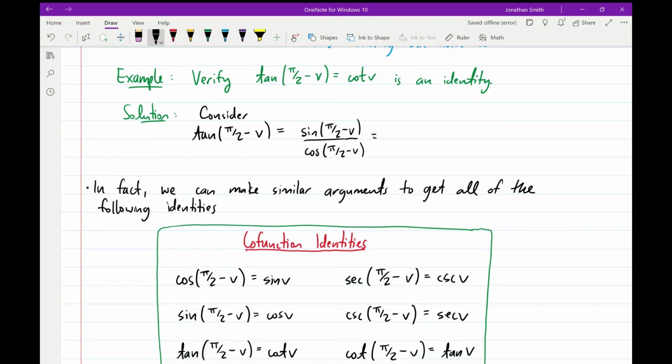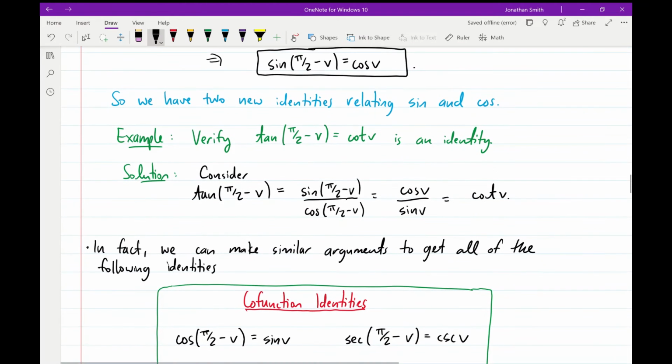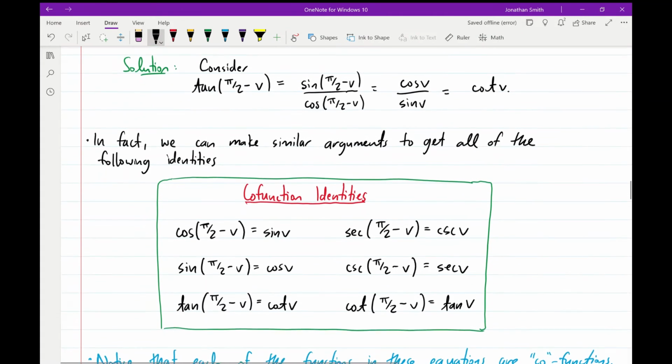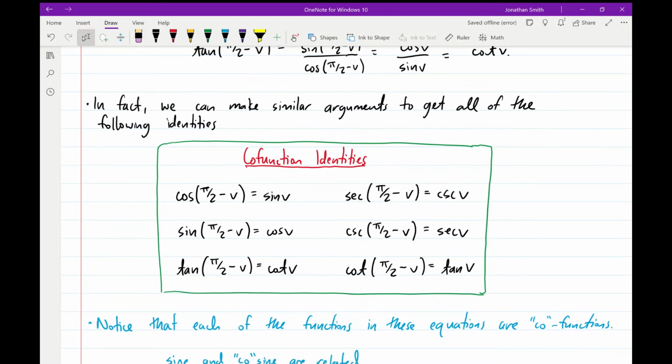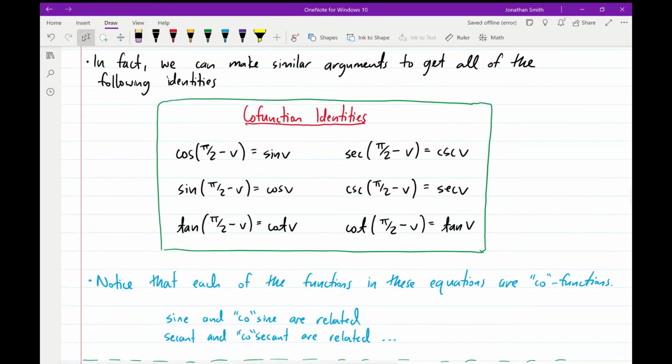Now we can use the cofunction identities that we already have. Sine of pi over 2 minus v is just equal to cosine of v, and cosine of pi over 2 minus v is just equal to sine of v. Now again, using the quotient identity, this is the same as cotangent of v. So we've derived this next cofunction identity, tangent of pi over 2 minus v is equal to cotangent of v. And we can do these same kinds of arguments again and again to get the following 6 identities, which are all called cofunction identities.